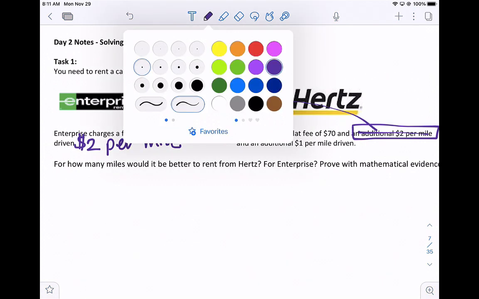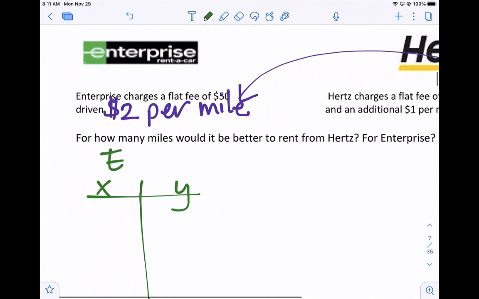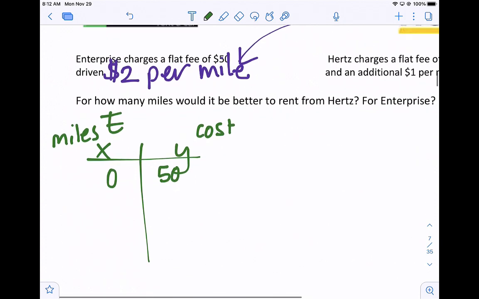First we have Enterprise, and for Enterprise, we need to figure out the independent and dependent variables, the input and the output. The input would be the miles driven, and the output would be the cost. Let's say you didn't drive any miles, but you just rented the car, so it'd be $50. If you drove 1 mile, it'd be 50 plus $2, so $52. 2 miles would be $54, and so on.